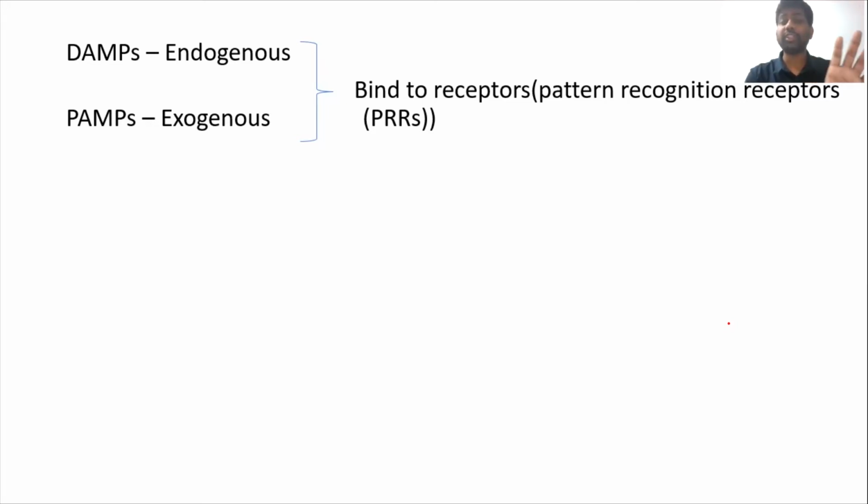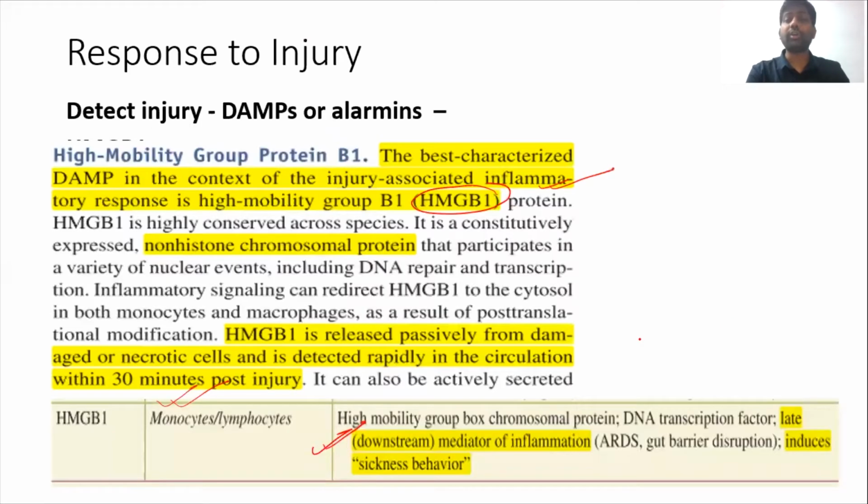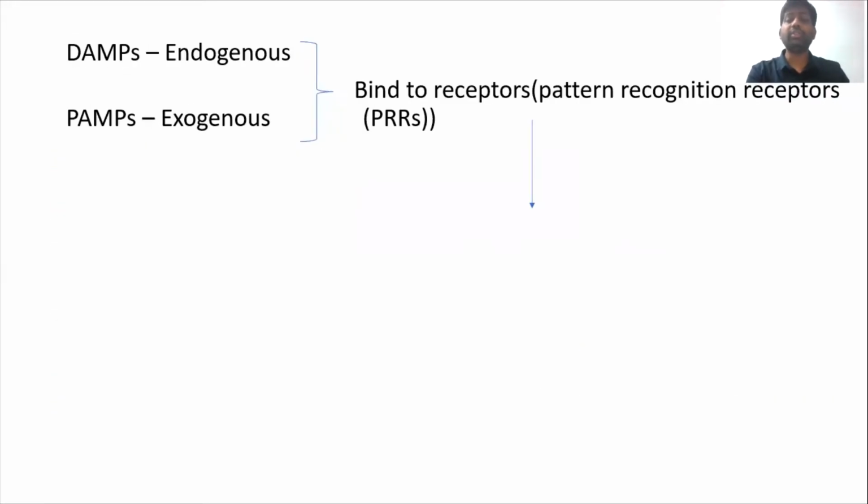Again, this is a term which has been picked up from Sabiston. Try to understand there are four common types of pattern recognition receptors. So a question which might be asked is, all of the following are pattern recognition receptors except, so just remember these four names.